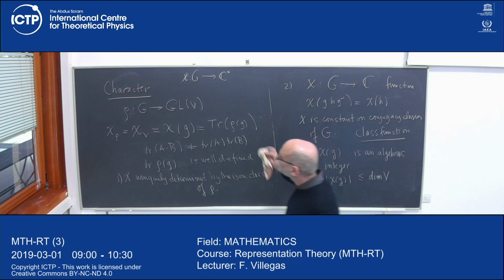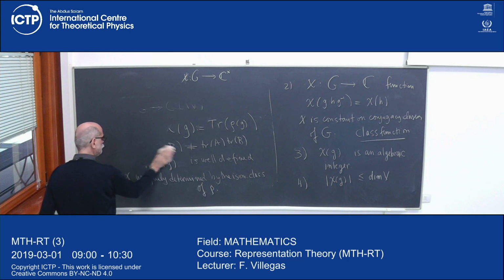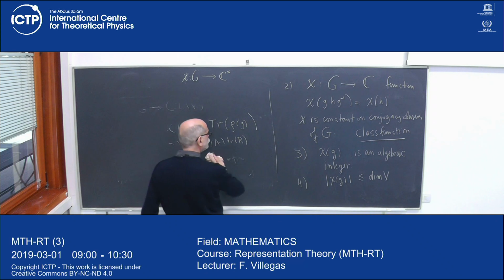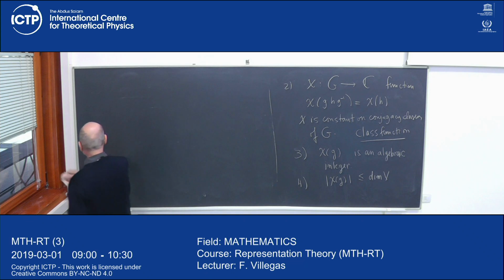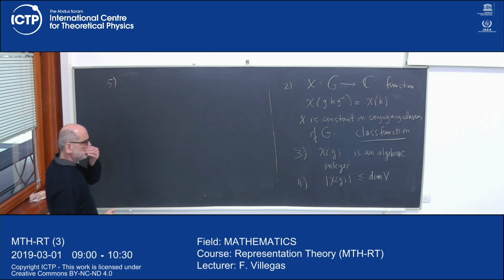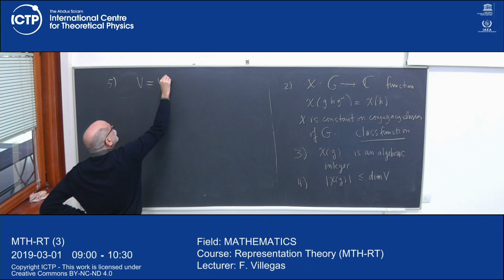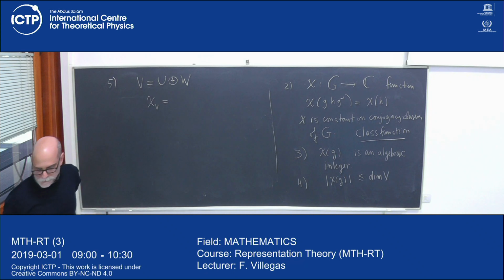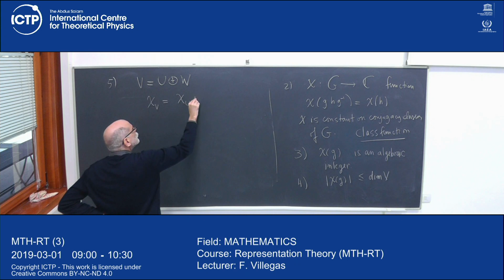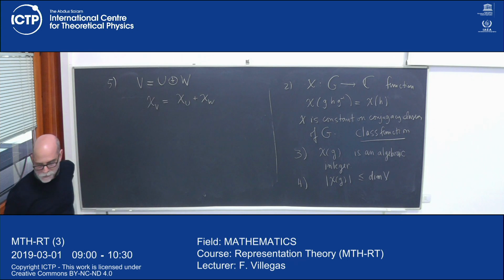Let's continue with some properties of this. If V is a direct sum, then what can we say about the character of the sum? It is the sum of the characters, because you can think that in the representation V, the way G acts decomposes as a sum of blocks, one for U, one for W, and then the trace is the sum of the traces of the blocks.